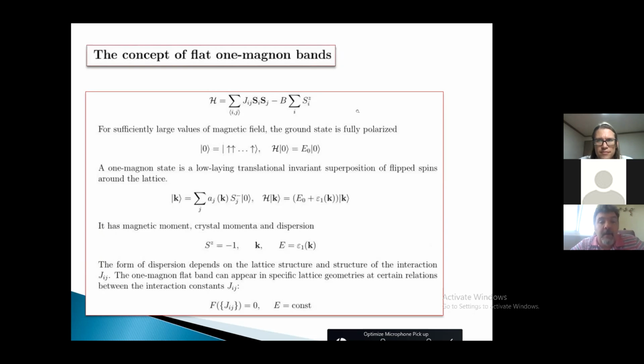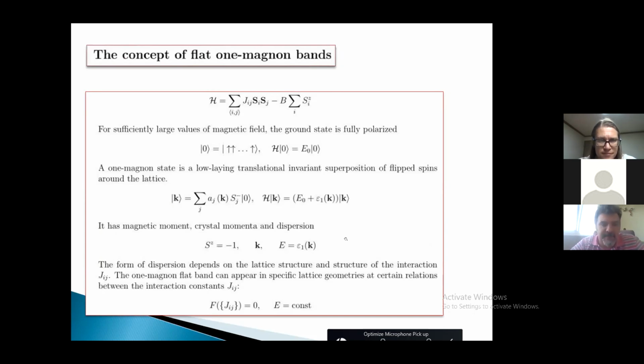For sufficiently large values of magnetic field, the ground state is fully polarized, and the low-lying translationally invariant excitation above this ground state is a magnon. The magnon is the translationally invariant superposition of flipped spins all around the lattice. It has magnetic moment equal to -1, it has crystal momentum K as a quantum number, and of course it has a dispersion.